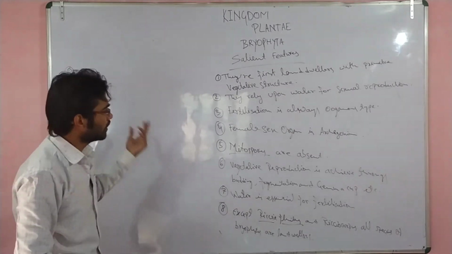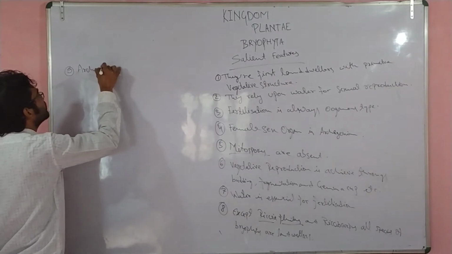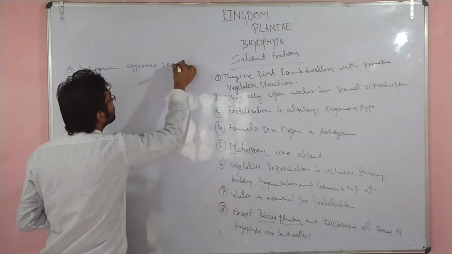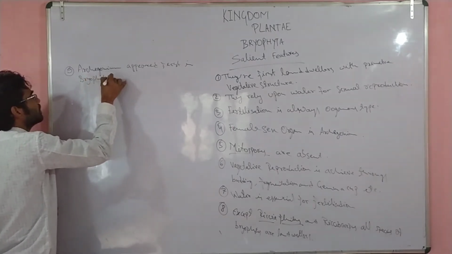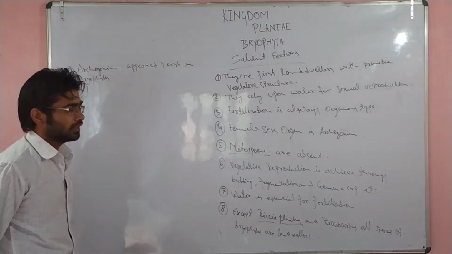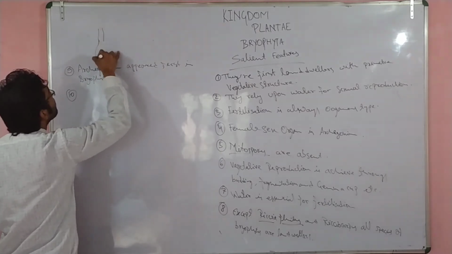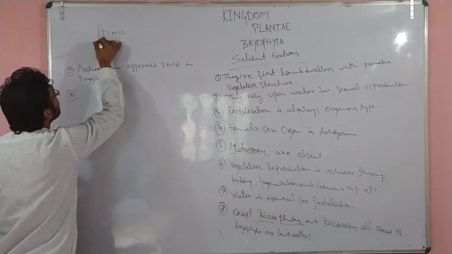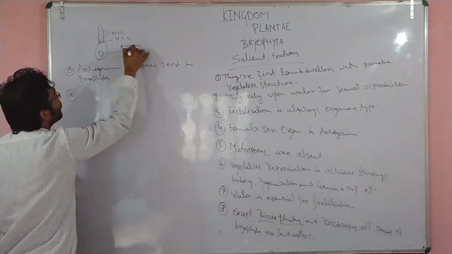As I have discussed, archegonium appeared first in bryophytes. This archegonium has a venter-like structure. See, this is the MCC and CC, and here must be the VCC, and this is the ovum, and this structure is known as the venter.